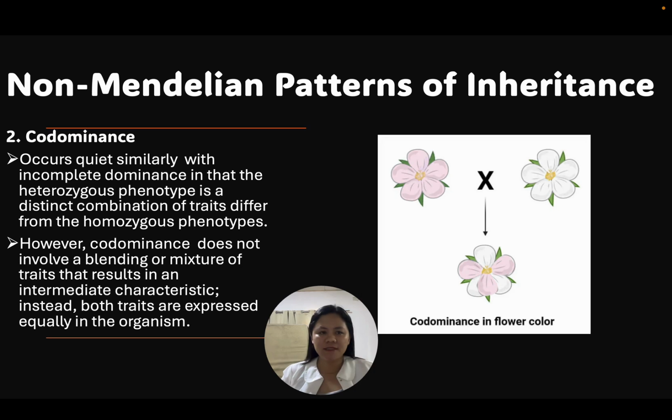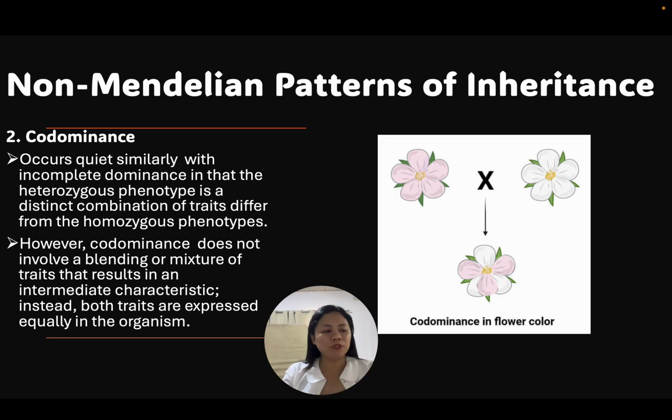Okay, so the next non-Mendelian pattern of inheritance is codominance. It occurs quite similarly to incomplete dominance in that the heterozygous phenotype is a distinct combination of traits that is different from the parents. However, codominance does not involve a blending or mixture. In incomplete dominance, it really blends, so red and white make pink. In codominance, it does not result in an intermediate characteristic. Instead, both traits are expressed equally in the organism.